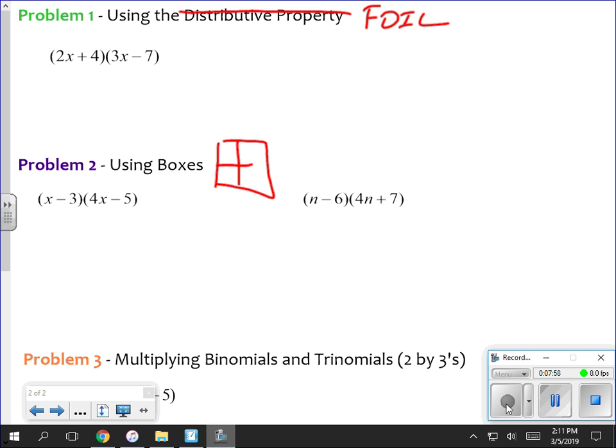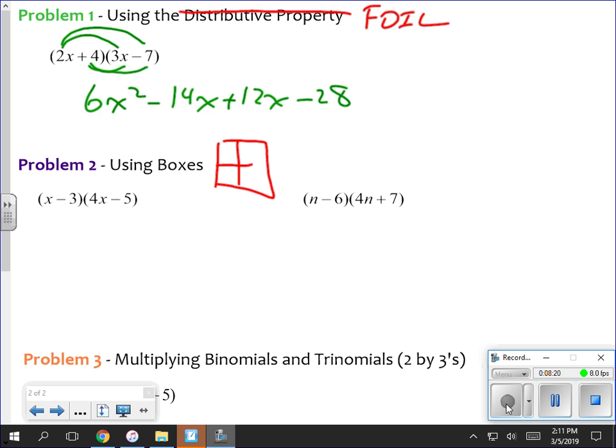So FOIL method, first, 2x times 3x gives me 6x squared. 2x times -7, -14x. 4 times 3x gives me 12x. 4 times -7, -28. Now that's just FOILing out.